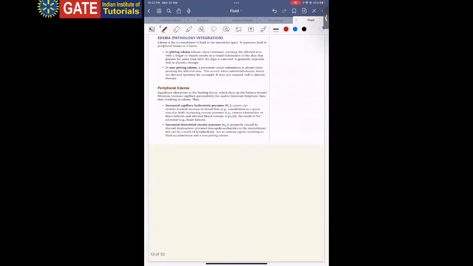Now let's talk about one of the pathologies associated with impaired lymphatics, which is edema. Edema is the accumulation of excess fluid within the interstitial space. Edema is of two types. We describe it as either pitting edema or non-pitting edema. Pitting edema is the most common one, which you must have seen during your clinical postings.